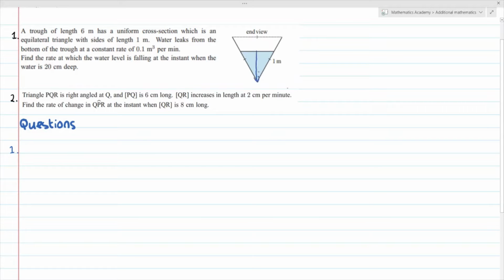So let's let the depth be, say, h over here. We want to find the volume of the water in terms of h, so V in terms of h essentially. To do that, we know that the length of the trough is 6 meters, that's given to us. So V is equal to length times cross-sectional area. We know that the length is 6 meters, and we can find the cross-sectional area using trigonometry.